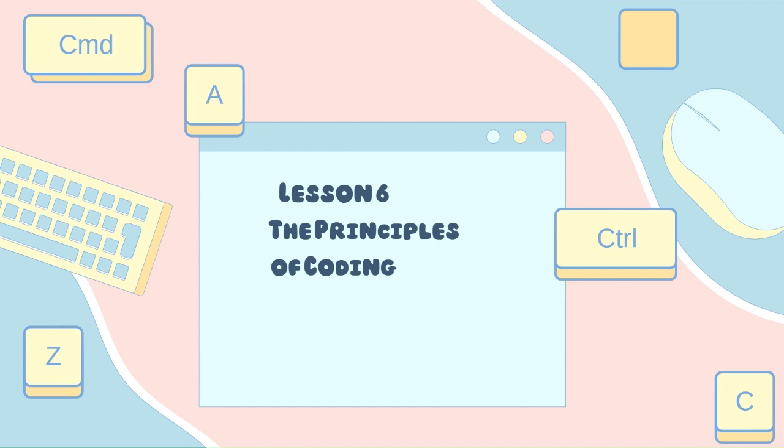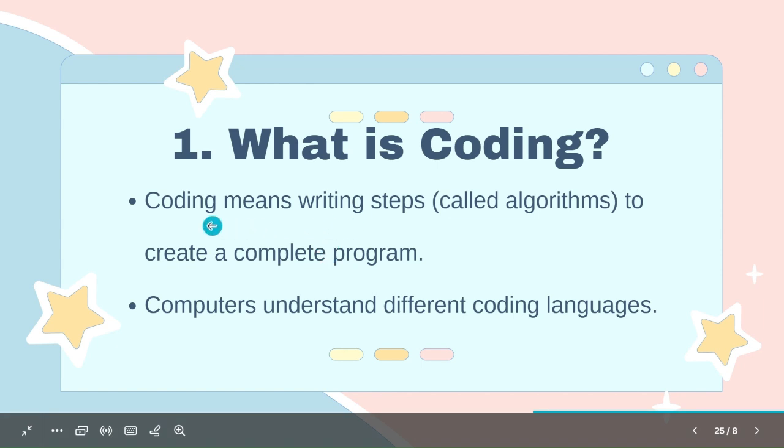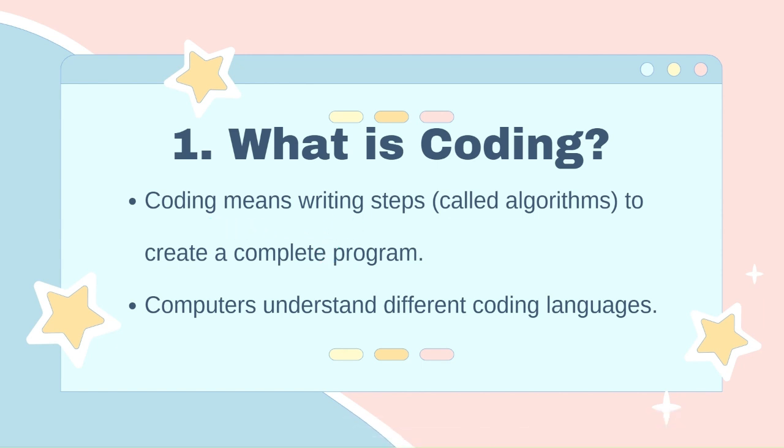Let's start with lesson 6, principles of coding. What is the meaning of coding? Coding means writing steps or coding algorithms to create a complete program. Computers understand different coding languages. As we know, we have a lot of programming languages like HTML, JavaScript, C++, C Sharp, and Python.